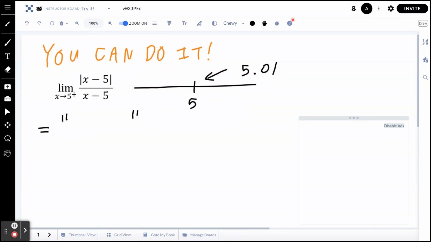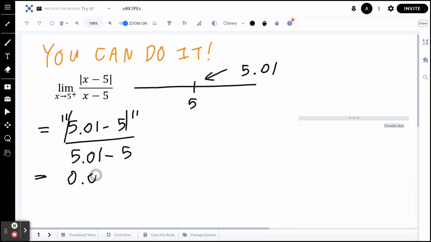And if you plug in 5.01 minus 5 divided by 5.01 minus 5, look what happens. When you take 5.01 minus 5, that's going to be 0.01. In the denominator, 5.01 minus 5 is also 0.01. And of course, I'm still putting this in quotation marks, but essentially this is going to be 1.